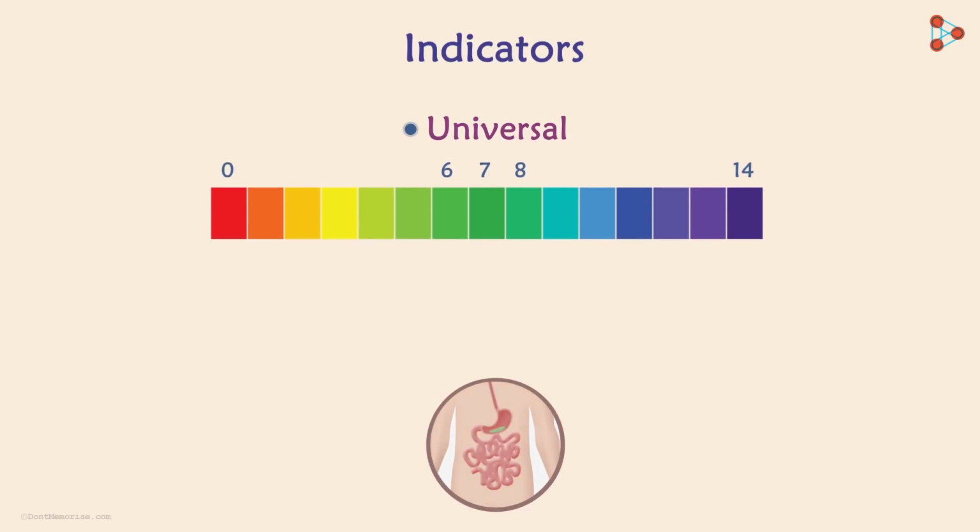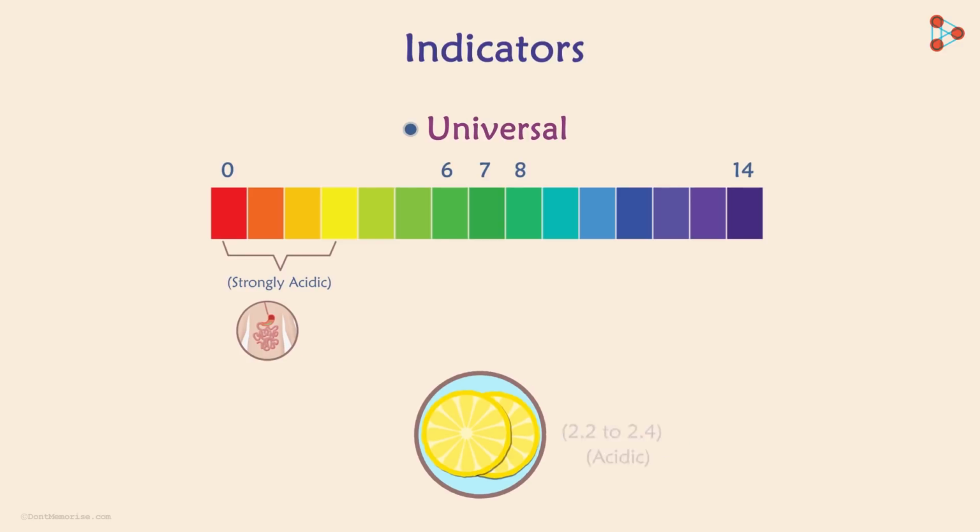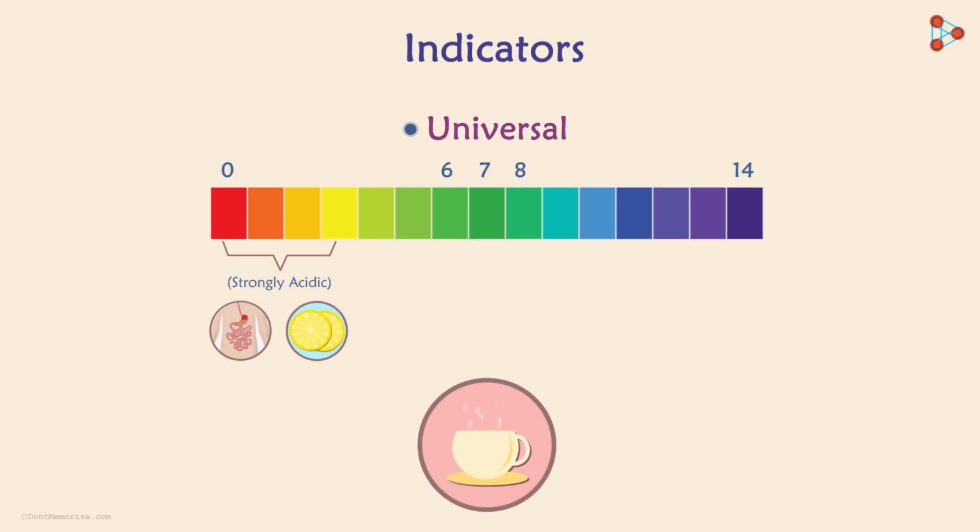Do you know the acid that forms in our stomach? Yes, gastric acid. It has a pH of about 1.2. And that tells us how acidic it is. Lemon juice has a pH of around 2.2 to 2.4. What about coffee? It has pH of about 5. It's weakly acidic. Distilled water has a pH of 7.